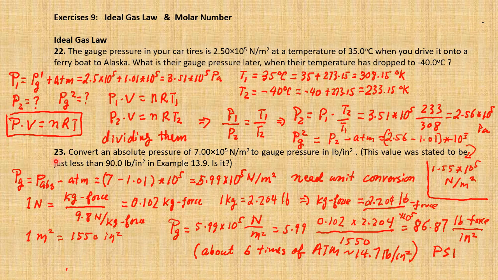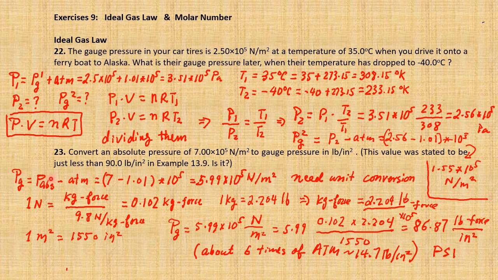So number 23. Okay, this question is again about gauge pressure and absolute pressure. So you know that the pressure you measure with the pressure gauge to measure the tire pressure or some pressure is actually what's on top of the regular atmosphere pressure. So convert this absolute pressure to the gauge pressure and also convert the units. Pound per square inch. This is actually PSI.